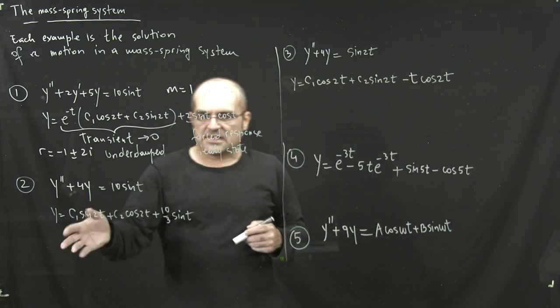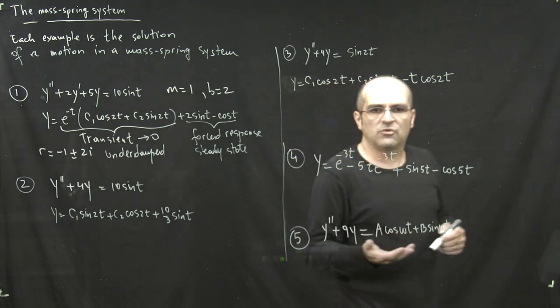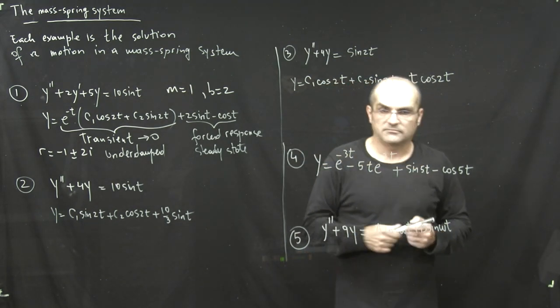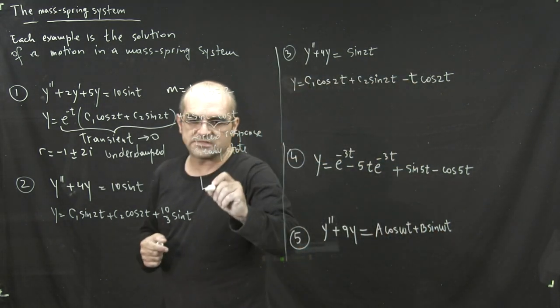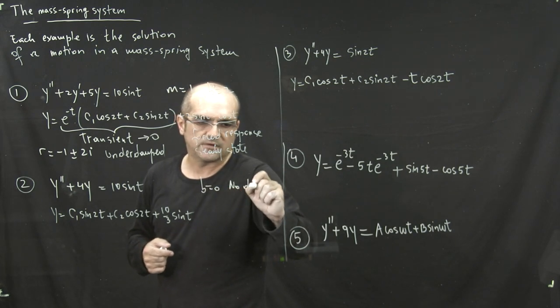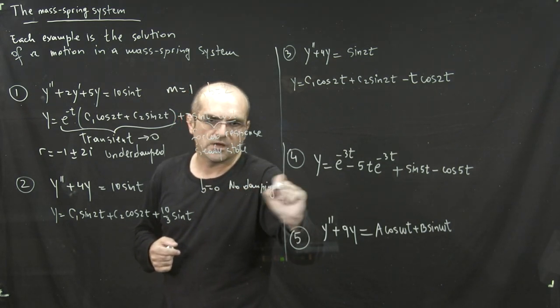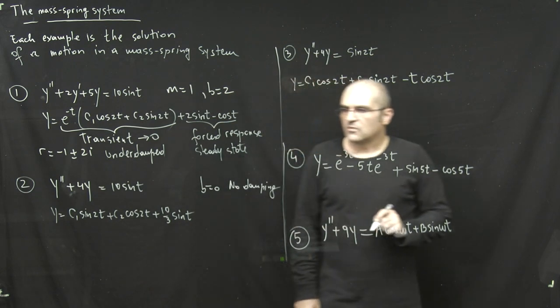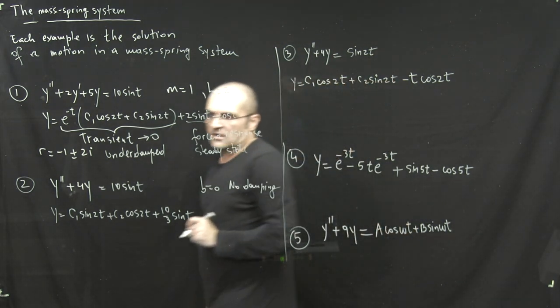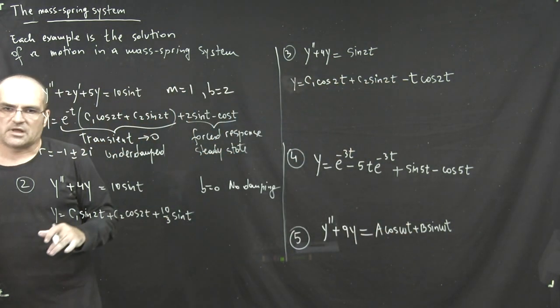What about the second example? Well, immediately you notice there is no damping in the system. There is no y prime, b equals 0. There is no damping. What about whether the system is in resonance or not?